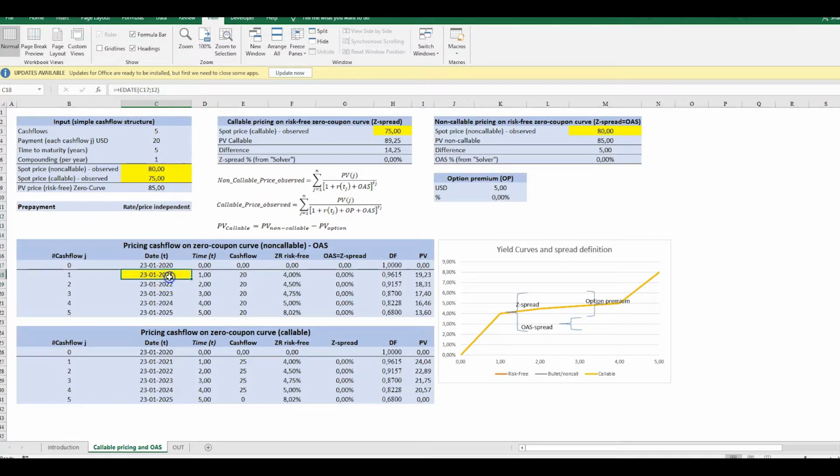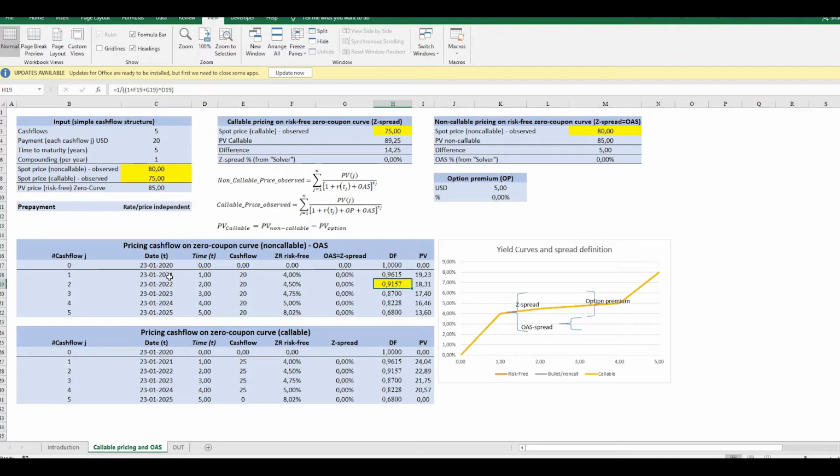Alright, let's look at the cash flow structure. And this is the non-callable structure. You see the 5 times 20 expected to be paid out according to the inputs. We have the government bond risk-free curve, all zero coupon yields. We have no spreads, and here we have the discount factor.